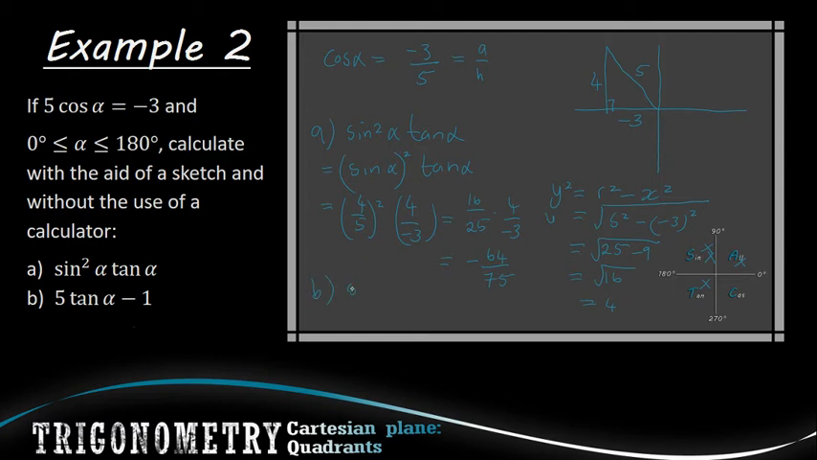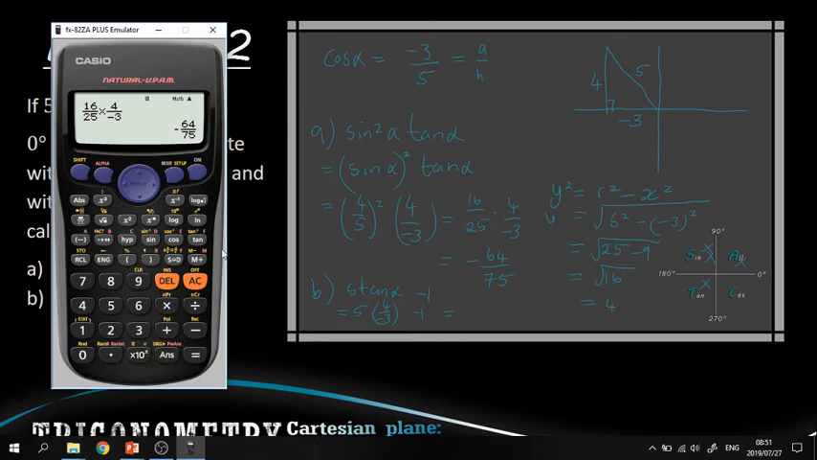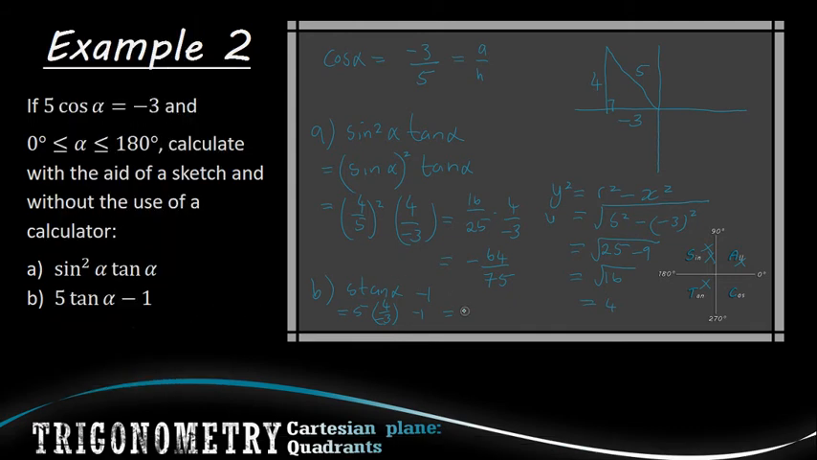If I have 5 tan alpha minus 1, I replace my tan with opposite over adjacent. So that's 4 over -3 minus 1, and this then gives us 20. So let's put this into the calculator. We've got 5, and in brackets our fraction, 4 over -3, and then minus 1. So this is -23 over 3.